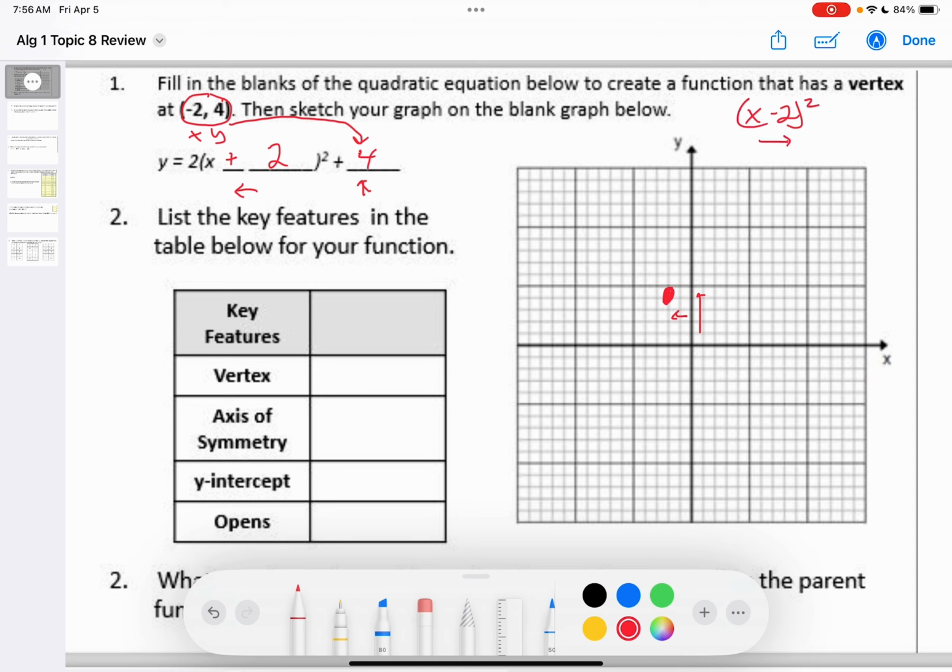So some key features: the vertex obviously was given to us. It's negative 2, 4. Axis of symmetry, remember that's always x equals the x value of the vertex. So I don't have to do any more work there to know that that's going to be negative 2. I can come in here and draw in my axis of symmetry then at x equals negative 2.